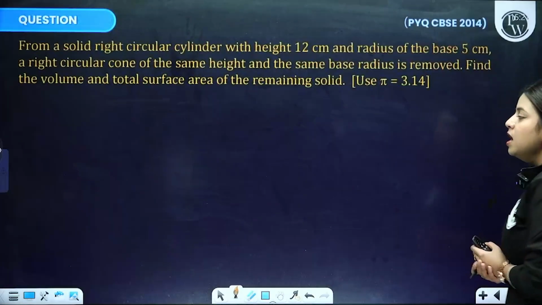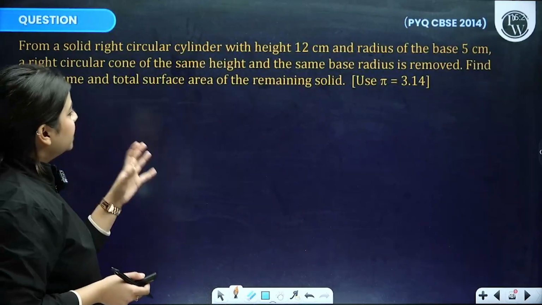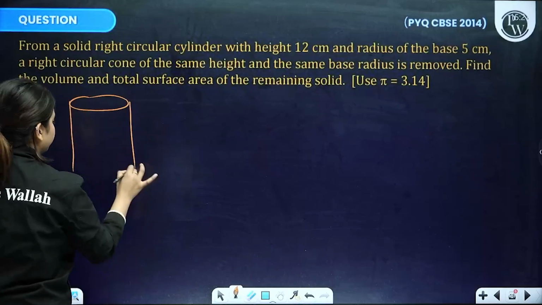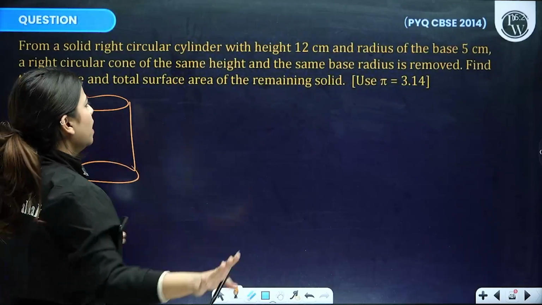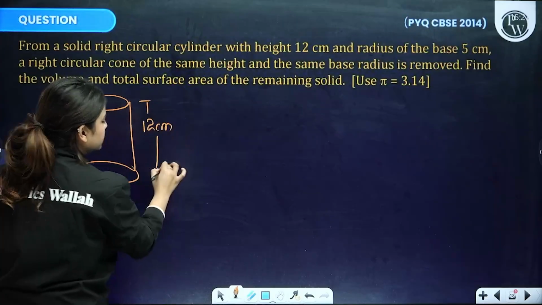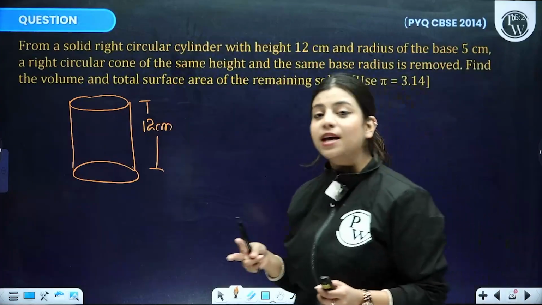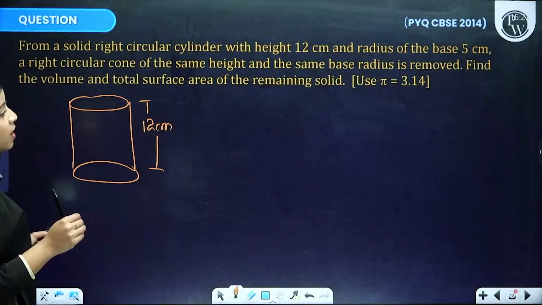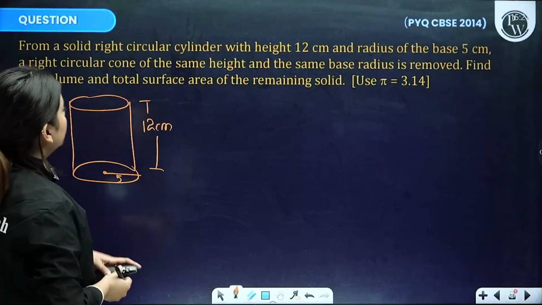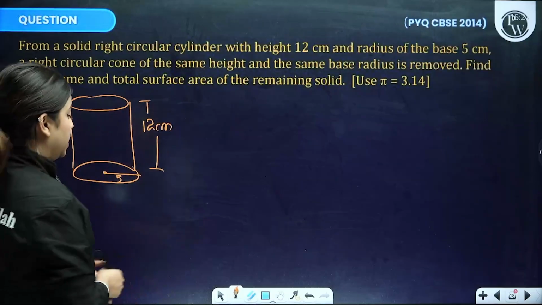Let's move forward. Now over here in the next question, what do we have, people? From a solid right circular cylinder of height 12 centimeter. So right circular cylinder means nothing but just this, normal cylinder, right? Height of the cylinder is given to you as 12 centimeter. The very first thing, just keep on drawing the figure if it is not given. Write down whatever the measurements are given to you in this particular thing and then go ahead. The radius of the base is given to you as 5 centimeter. Right? Now basically a right circular cone of the same height and same base radius is removed.